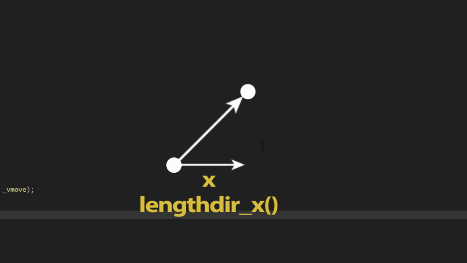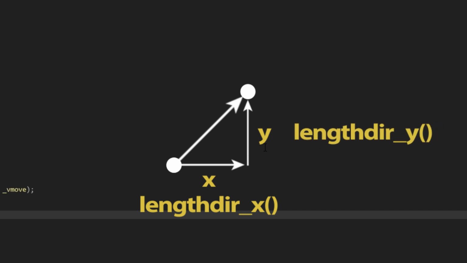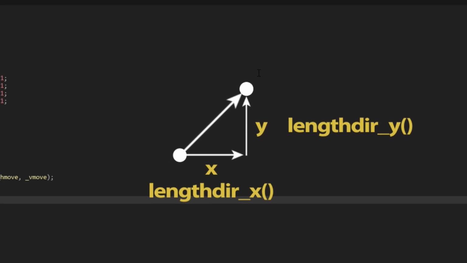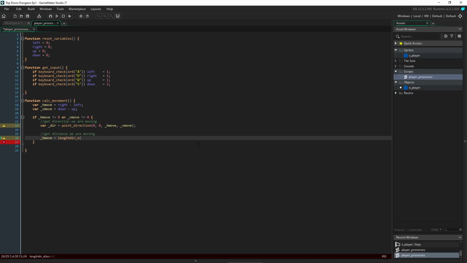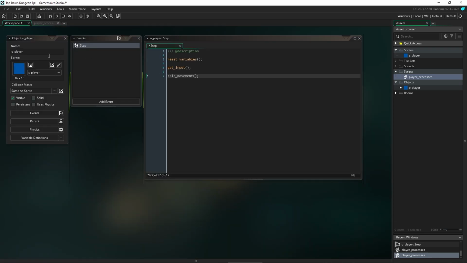So we can move along the x position, and then we can use length dir y to get the y part of that. So we'll have the distance in the x and the distance in the y, and we can use both of those to move to that position. So what's our length? Well, we don't have one yet. So let's just go back to our player.